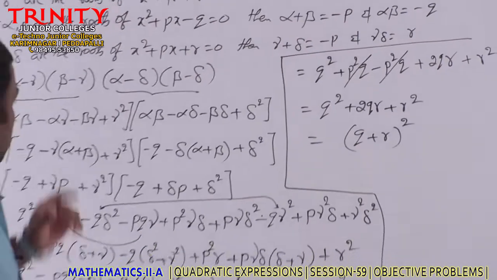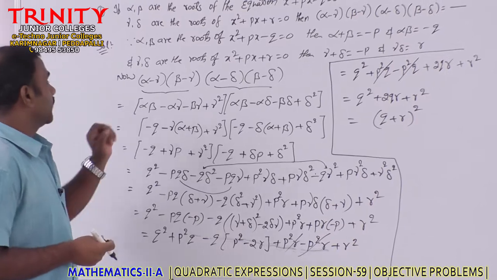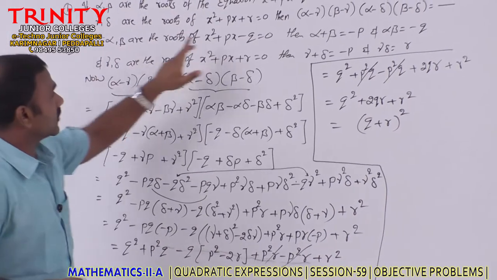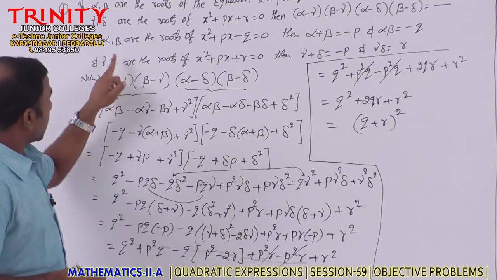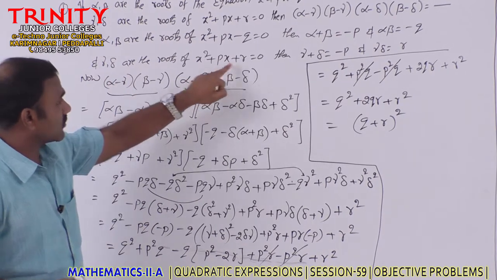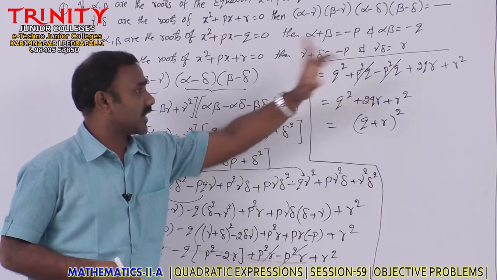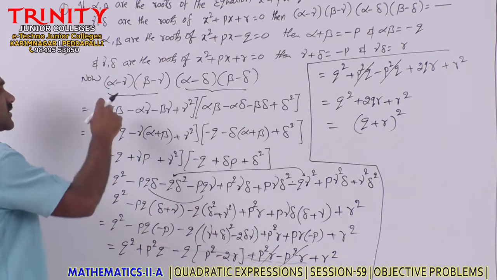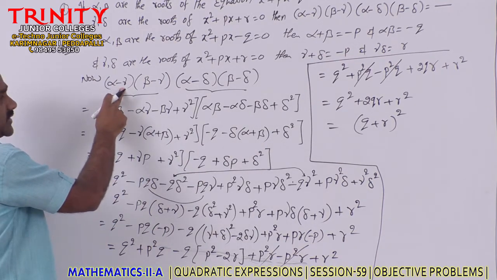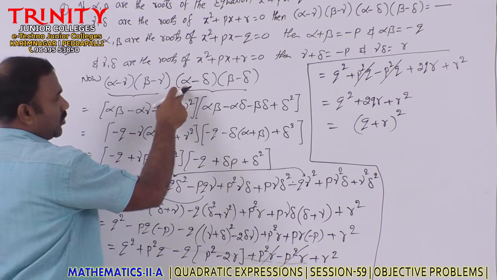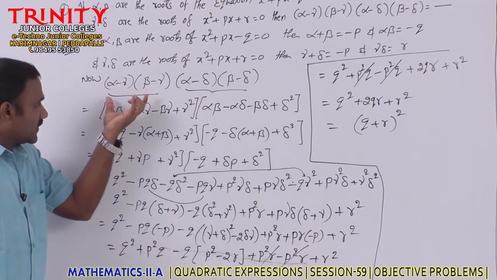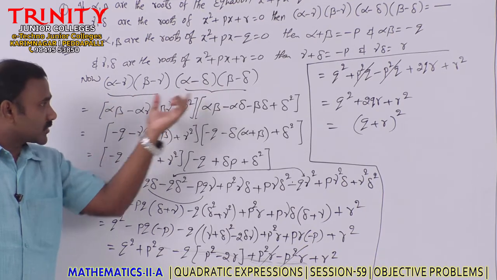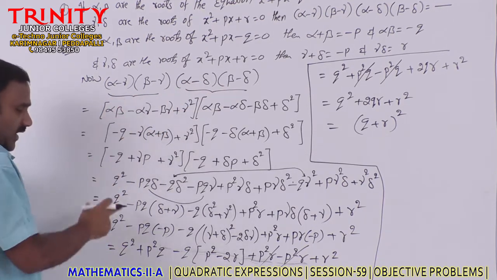Before going to another problem, once we will see again this problem. See, alpha, beta are the roots of this equation. We got sum of the roots, product of the roots. Gamma, delta are the roots of the second equation. We wrote gamma, sum of the roots and product of the roots. Then he was asking the value of alpha minus gamma into beta minus gamma into alpha minus delta into beta minus delta. Multiply these two terms and these two terms together. We will get the condition.